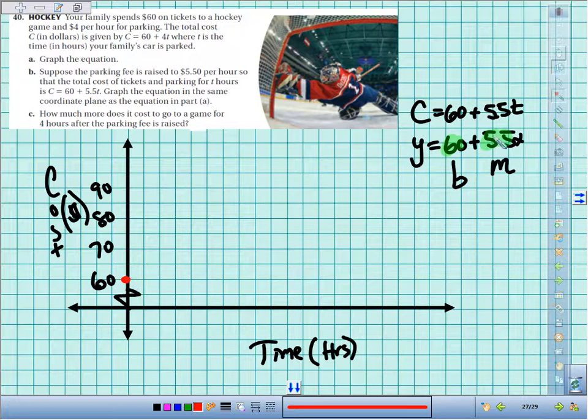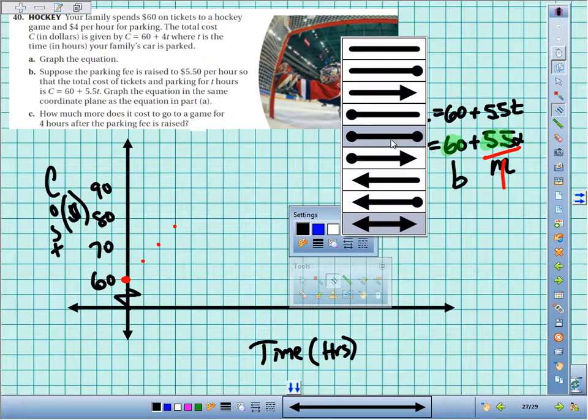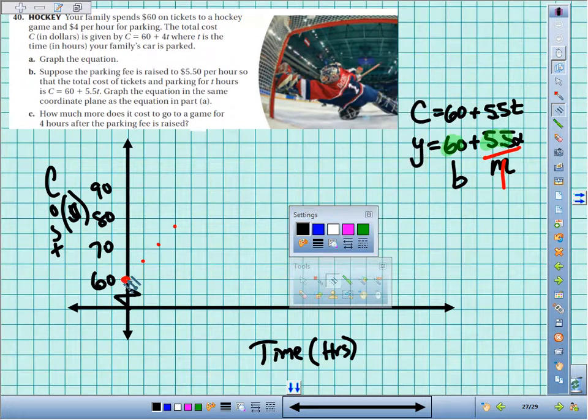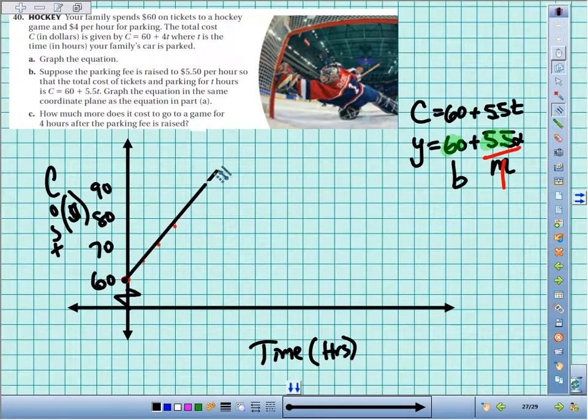Now, our slope is 5.5. Think of it as 5.5 over 1. So basically, the price goes up $5.50 for 1 hour of parking. It would go up $5.50 more for another hour of parking. It would go up $5.50 more for another hour of parking. So if we connect this, we want to make a ray, so it's not going to go into the negatives. And theoretically, we could park for a really, really long time, so it would go up, up, and away.